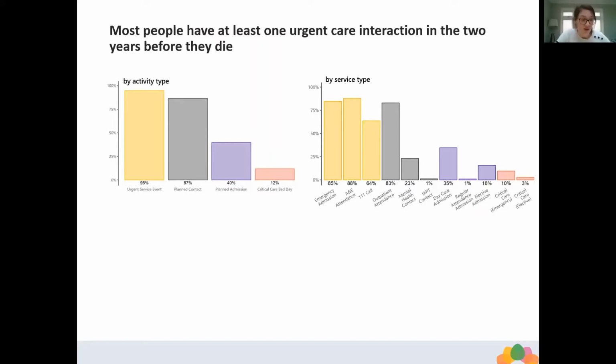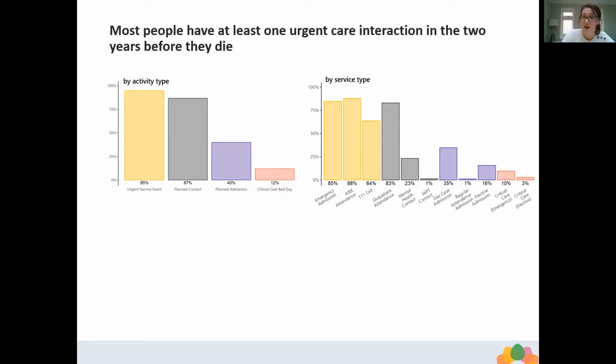Within planned admissions, it's mainly a mix of day case and electives, around twice as many decedents accessing day cases when compared to accessing elective admissions. For critical care, we split this into critical care that's the result of an emergency stay or critical care that's the result of an elective stay. So we can see that when people in the decedent population are accessing critical care, it's much more often the result of an emergency admission.